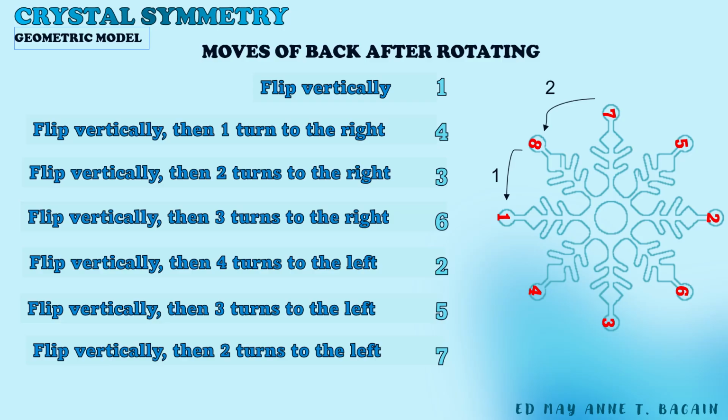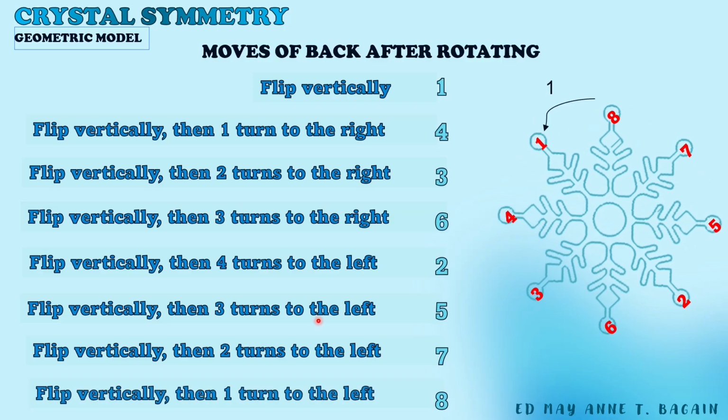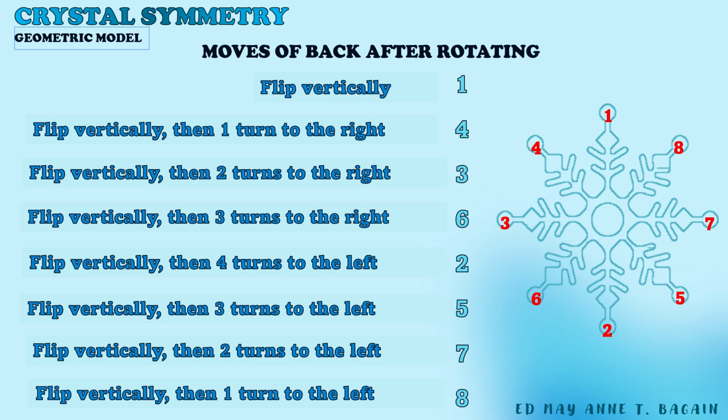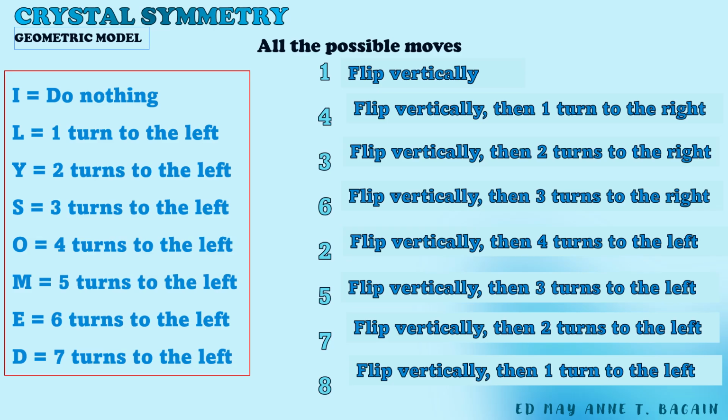And then lastly, we have flipped vertically, then one turn to the left, which is eight. So looking at this is one, for example, and then we turned it to the left, which is counterclockwise, and then the eight will be revealed. That is why eight is one turn to the left. So that would be the moves for back after rotating. That is 1, 4, 3, 6, 2, 5, 7, 8. So as we can see, we have here all the possible moves. Okay, we have here the ILYSOMED and 1, 4, 3, 6, 2, 5, 7, 8.